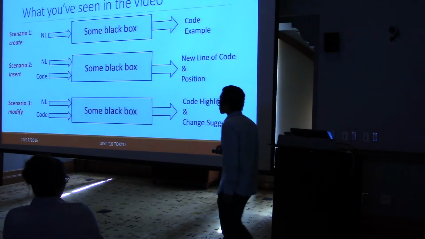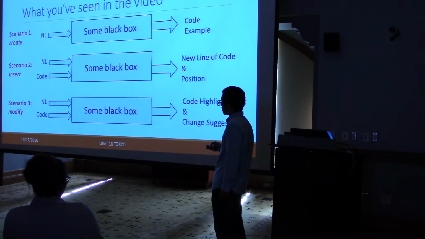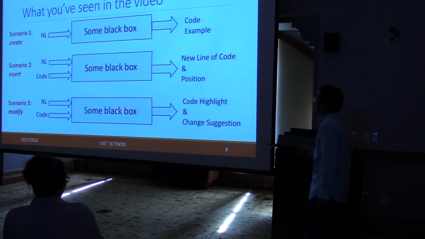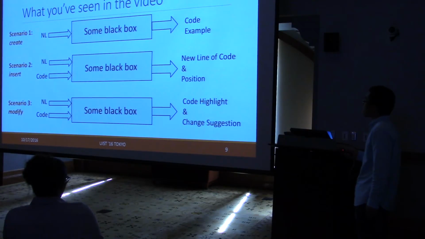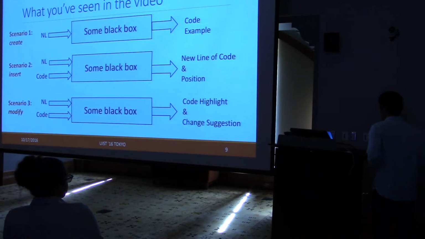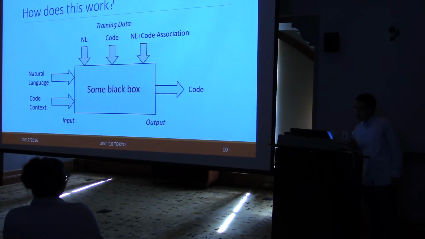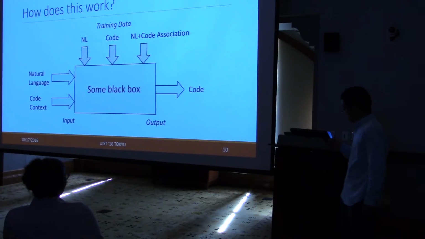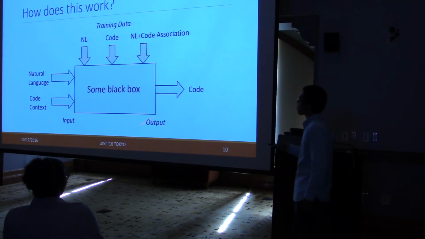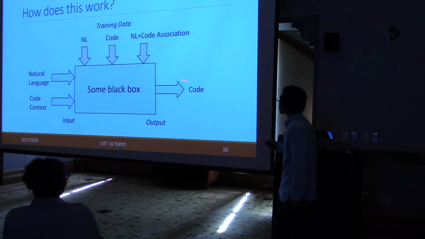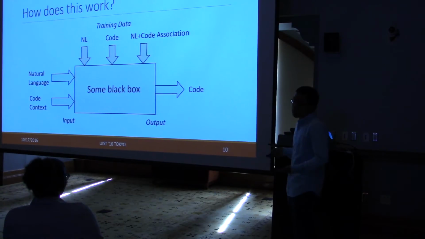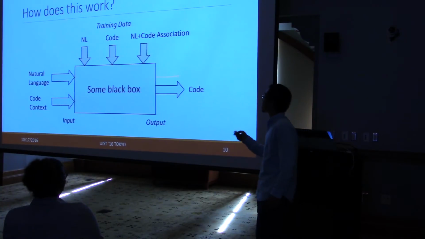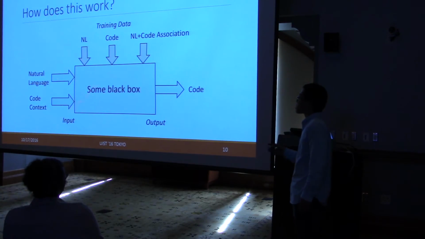And the third scenario is the user wants to modify an existing code snippet. So the input is a code snippet and a natural language command, and the black box highlights the lines of code that she should change, and then actually suggests the modifications. So how does this work? Well, it turns out that the 3 scenarios can be supported by one single black box. It takes input, it generates some output, and again, the beauty of deep learning is that as long as you have a lot of training data, you can train such a model, right?